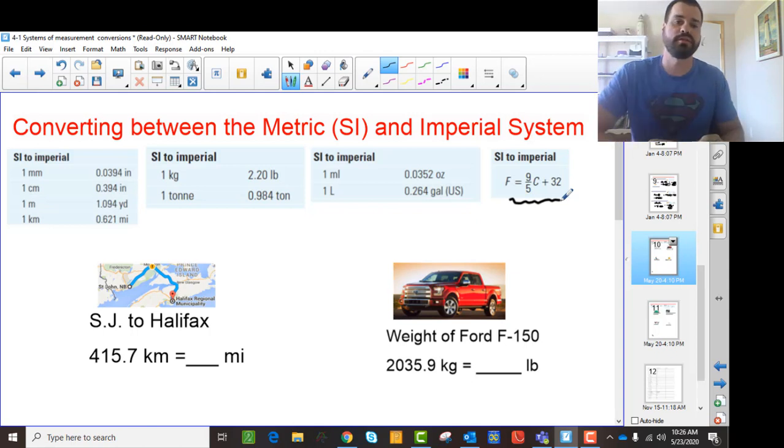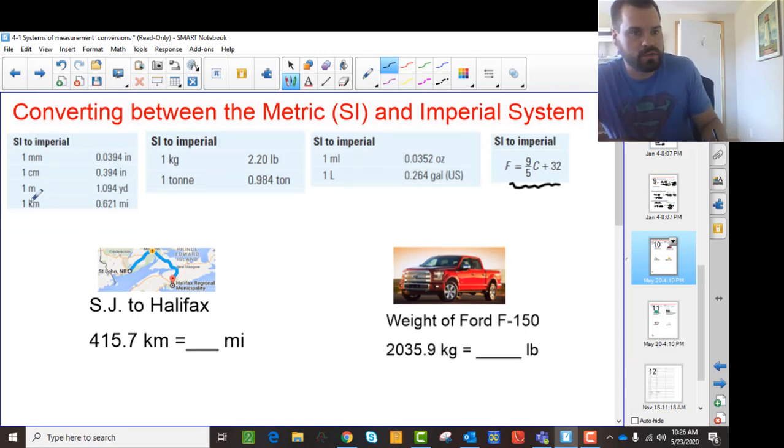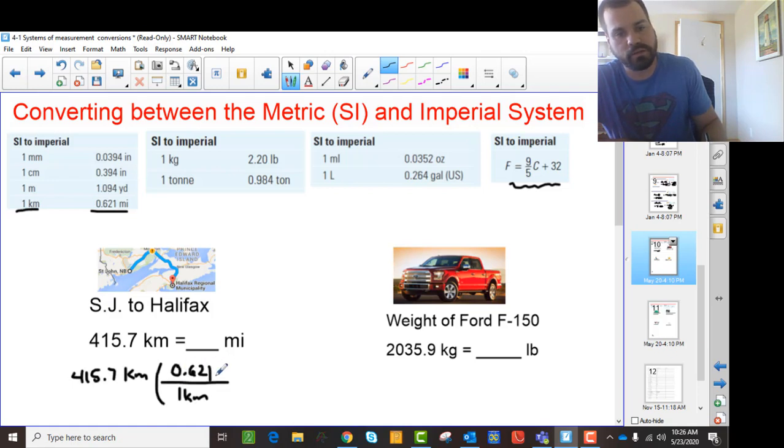But these conversions are between the metric system and the imperial system. So now we're going from kilometers, which is a metric unit, to miles, which is an imperial unit. So how do we go from one to the other? We look at 1 kilometer is 0.621 miles. So we would go 415.7 kilometers. We're going to get rid of kilometers. We're going to say 1 kilometer is 0.621 miles, and then we're just going to multiply that.